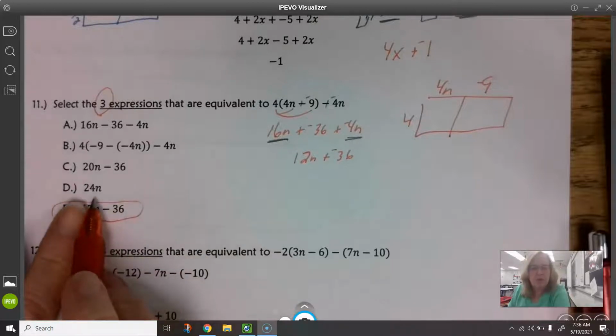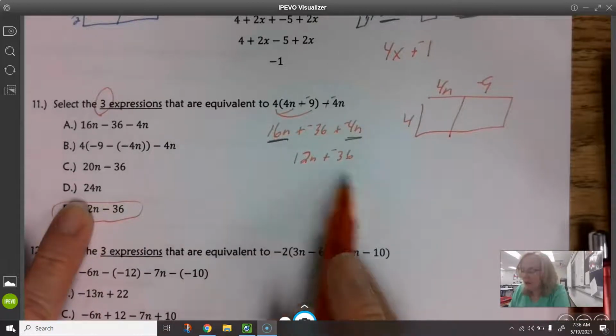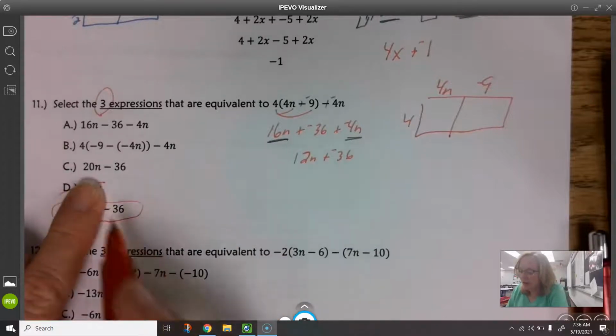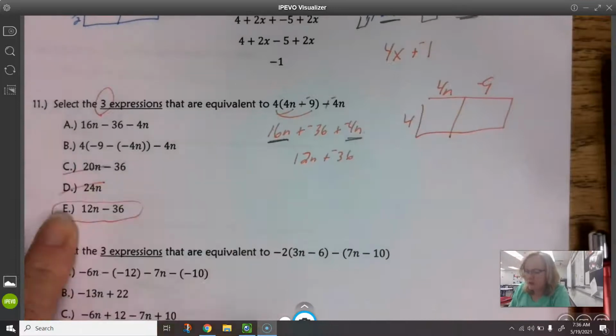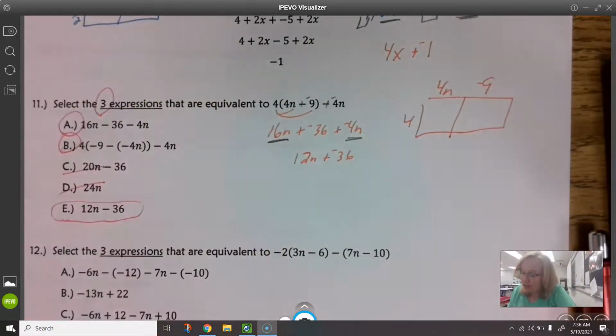Okay, how'd they come up with 24? We have to have 2 terms, because we have an n and we have a whole number. That one doesn't work. They got 20n minus 36. Look, they added. That one doesn't work. Hey, look at that. We're down to just 3. Sometimes that process of elimination is also helpful.